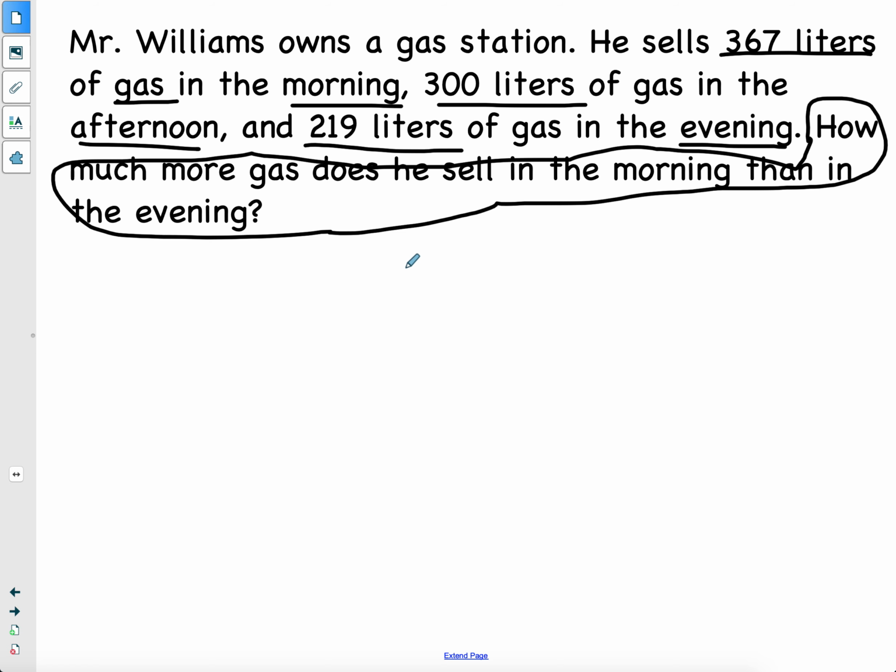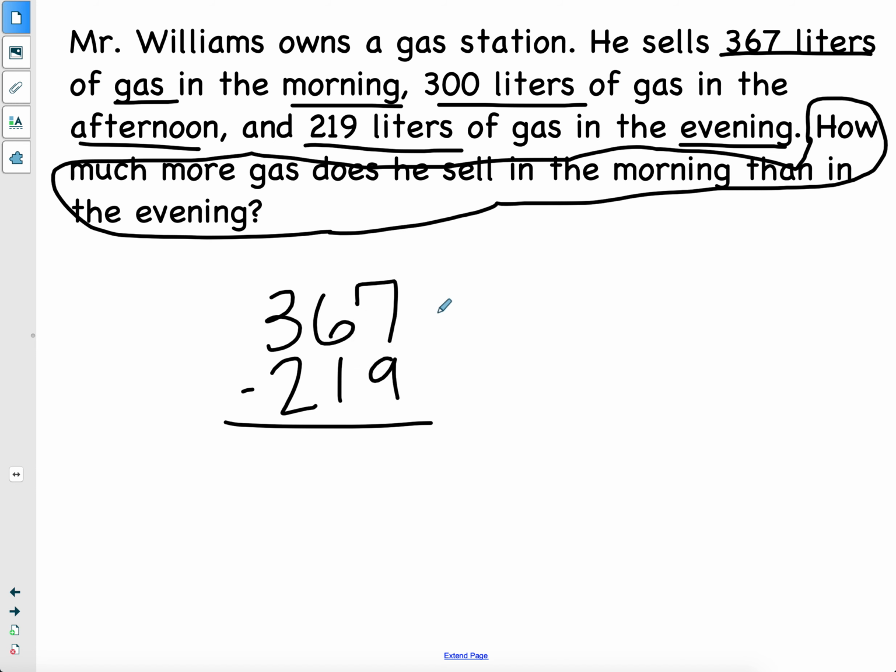Alright, so this was a subtraction problem because I'm trying to find how much more, or compare the amounts of two different things, right? So how much more does he sell in the morning than in the evening? So in the morning he sells 367, in the evening he sells 219, so I have to subtract these two numbers, and I always put the greater number on top when I'm subtracting. For addition it doesn't matter, but I still like to put the greater number on top just so I get used to that idea of putting the greater number on top.